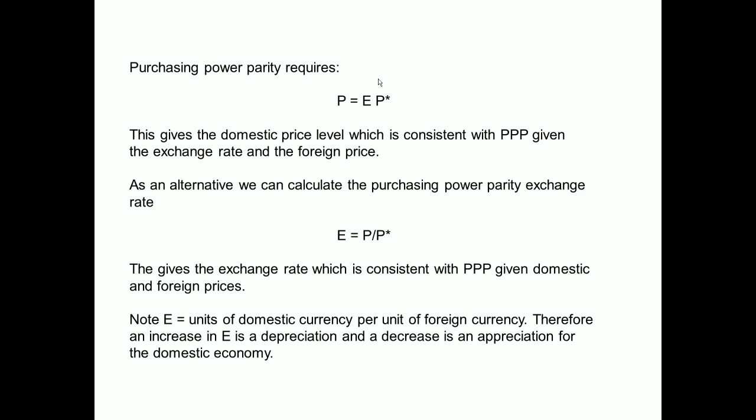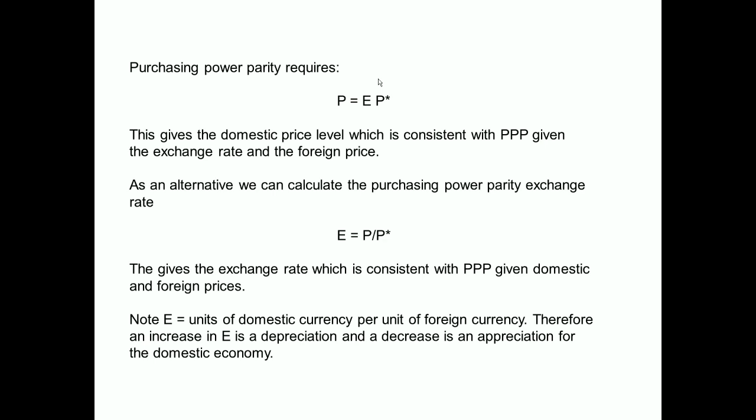where P is the price in the domestic country, E is the exchange rate, which is expressed as units of domestic currency per unit of foreign currency, and P star is the price in foreign currency of the good in the foreign country. So in this form, P equals E P star, we are given the domestic price level, which is consistent with PPP given the exchange rate and the foreign price level.